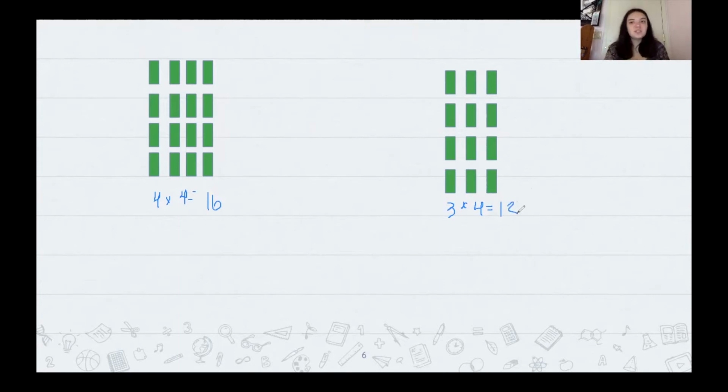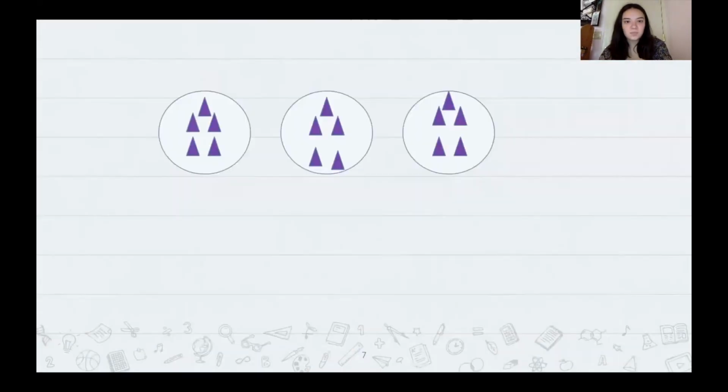So that's just an easy way for us to look at arrays and be able to quickly find out how many we have in total. It's a lot faster to multiply than it is to count or write a repeated addition sentence or skip count. So I'm going to go ahead and just keep working on those with you guys. Let's go to the next one. So now we have it structured a little bit differently. We have them in circles. So there are 5 triangles in each circle.